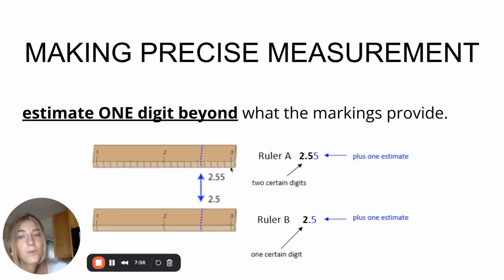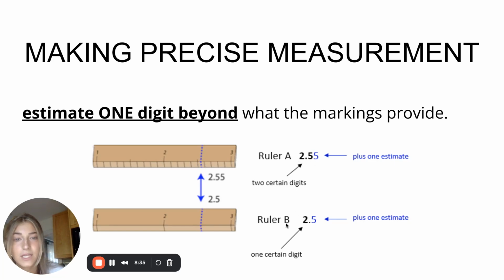So how we would want to assess this measurement is, let's say it was right here at the blue line. So we can see that it falls in between the 5th marking and the 6th marking. So we would want to estimate 1 digit beyond what the markings provide. So if the markings provide 2.5, since it's the 5th one, or 2.6, whichever one you would want, we would go 1 digit beyond that. So we would do 2.55. As we can see, this blue line kind of falls right in between 5 and 6, so 2.55.